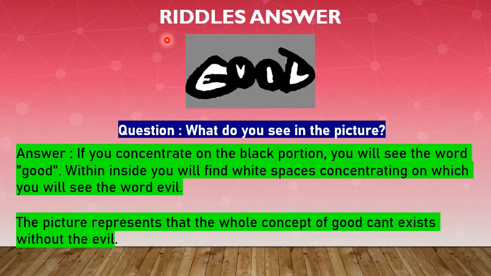The second riddle. What do you see in the picture? You have seen this earlier. The answer: if you concentrate on the black portion, you will see the word good. Inside, you will find white spaces, concentrating on which you will see the word evil. The picture represents that the whole concept of good can't exist without evil. That's all for the riddles, and now we continue our lesson.